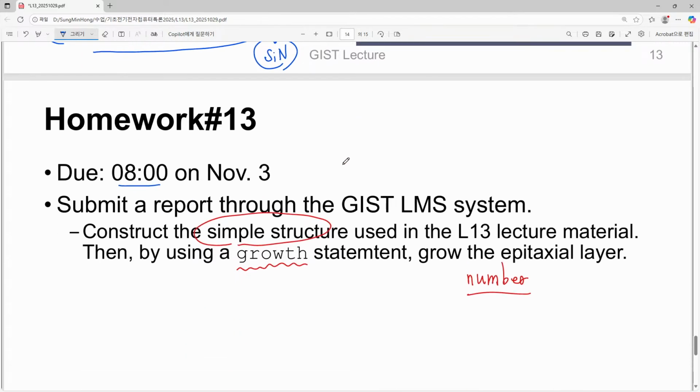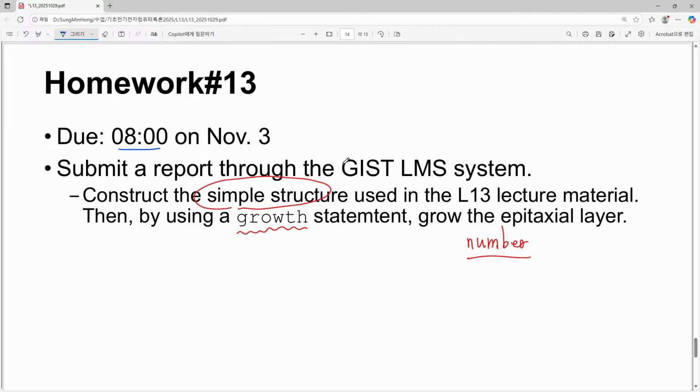Okay, so let me just conclude today's lecture. Now we are ready to come back to feedback. Today you are just testing our new capability, the growth statement, and we will apply this growth statement to the entire system in the next lecture, lecture 14. Okay, thank you for your attention and see you next Monday.